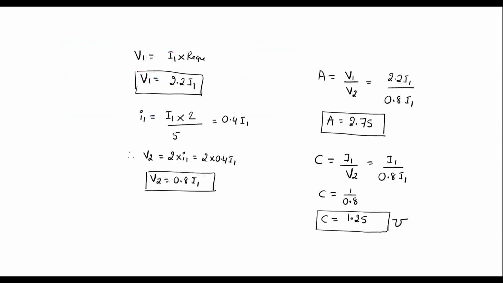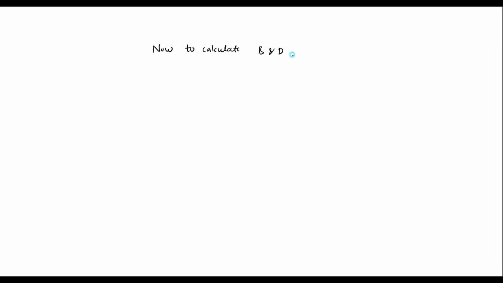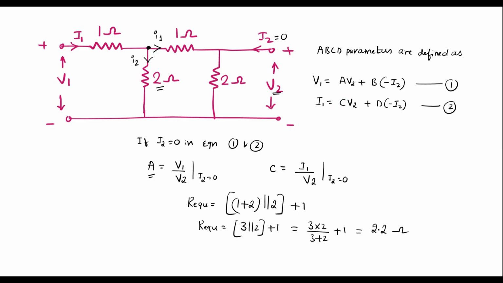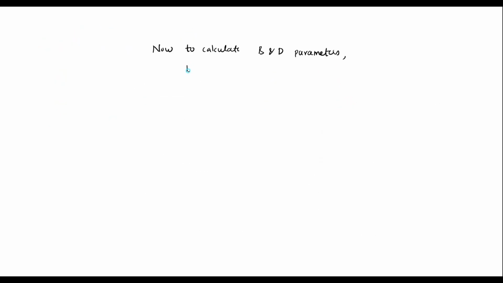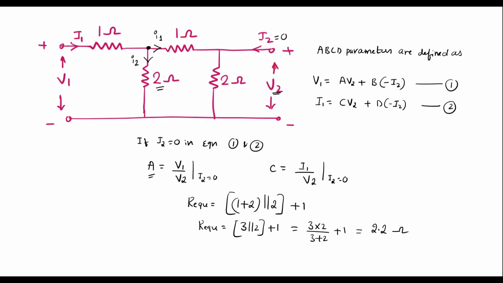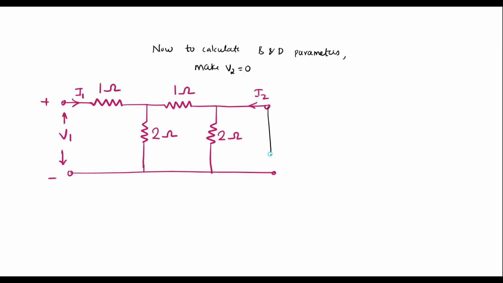So now to calculate B and D parameters, we have to make V2 equal to 0. So now making V2 equal to 0 means in this circuit we have to short these two terminals.